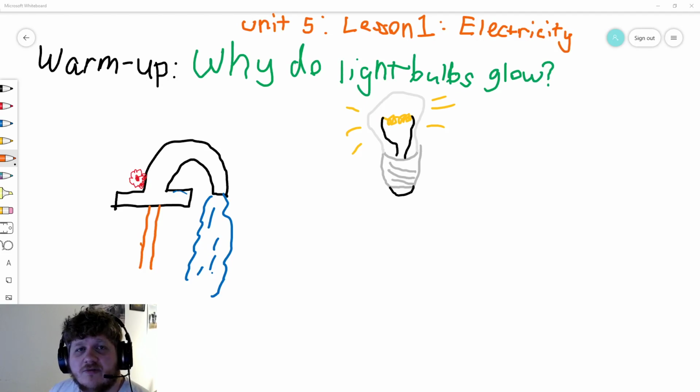Good morning, everyone. So today we're going to be starting our next unit, which will be on electricity and magnetism. And as you can see here, we're going to start off with Unit 5, Lesson 1, which is electricity.